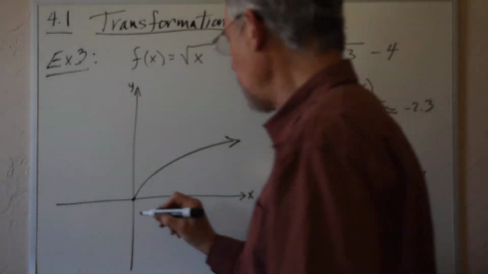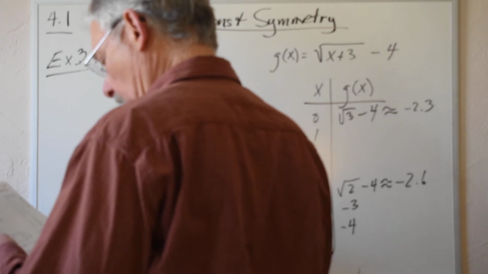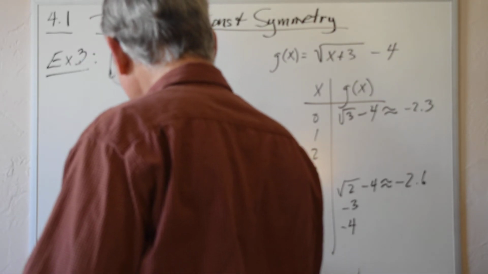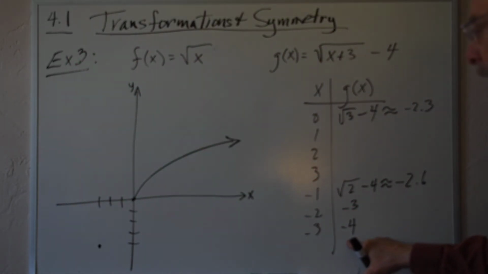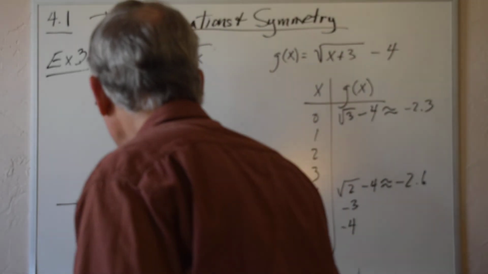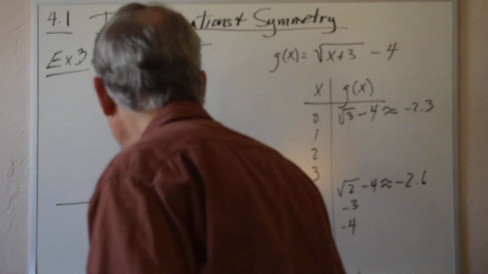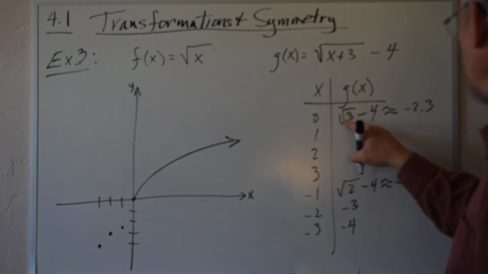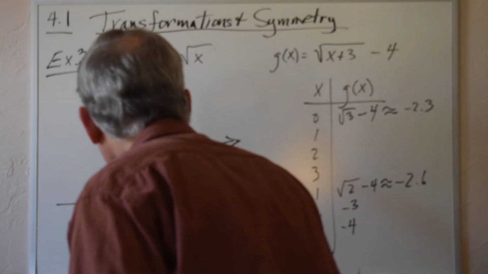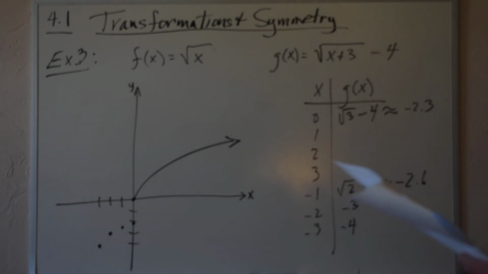So if I plot these points, I'm going to get there's -3, -4. Then -2, -3. -1, -2.6. 0, -2.3. Do you see a similarity yet? Well, we could plot a few more points.